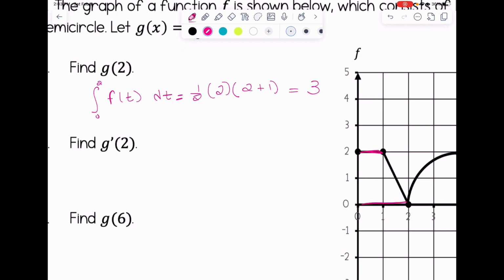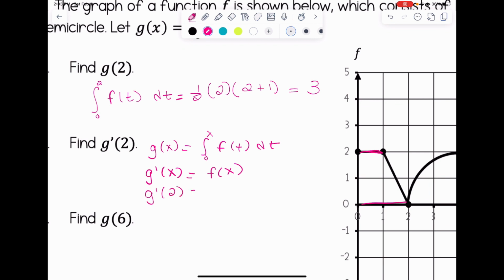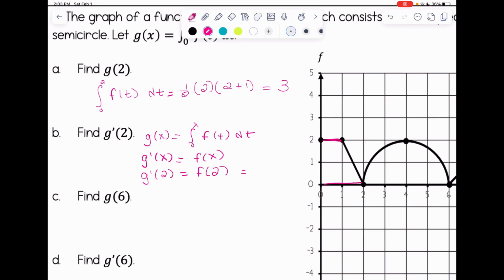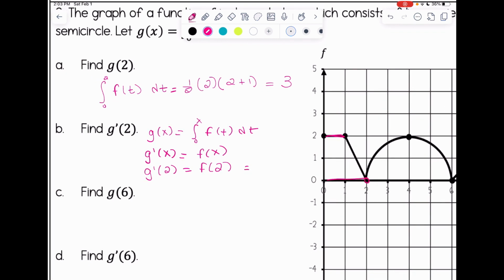Now g prime of 2, that's where we get into the fundamental theorem of calculus. So we know that g of x is equal to the definite integral from 0 to x of f of t dt. But if I take the derivative of that, according to the fundamental theorem of calculus, that's going to be equal to f of x, or f of x times 1. And now we're going to plug 2 in, since this problem is asking for g prime of 2. That means we're really looking for f of 2, and if you look at our graph to the right, f of 2 is just 0.